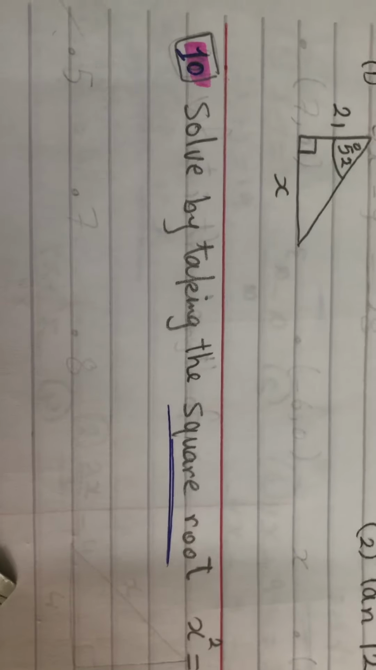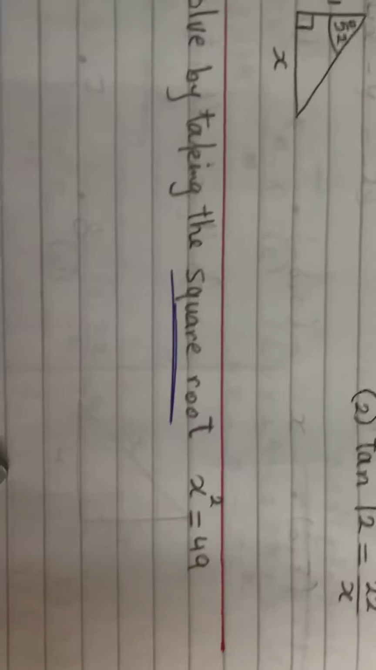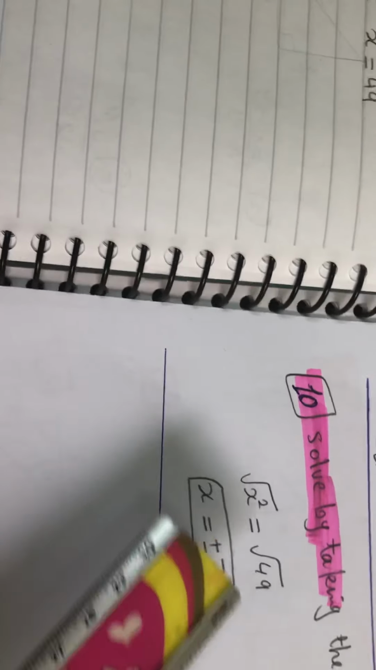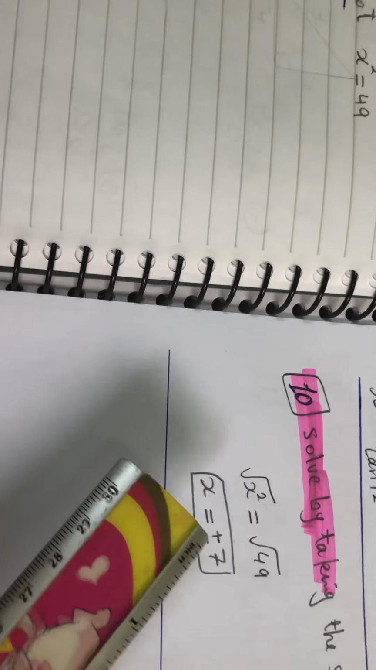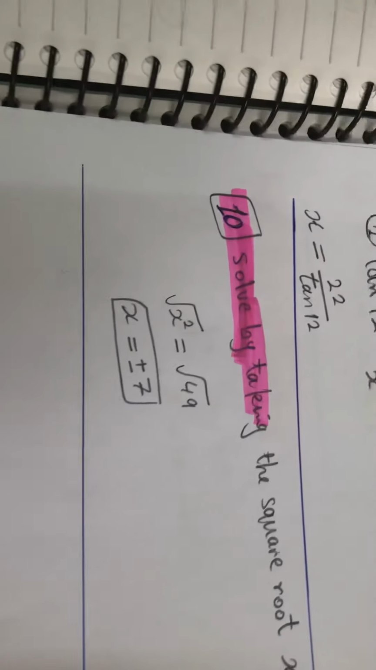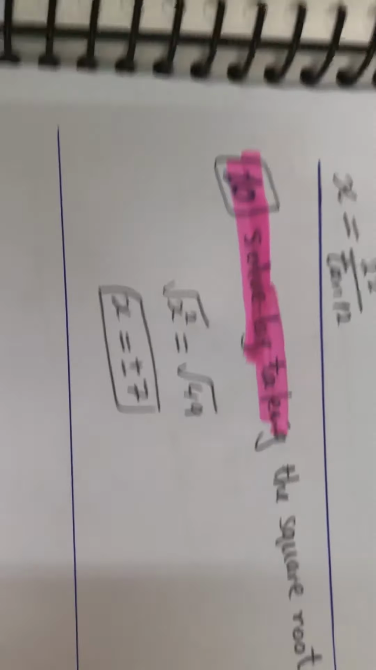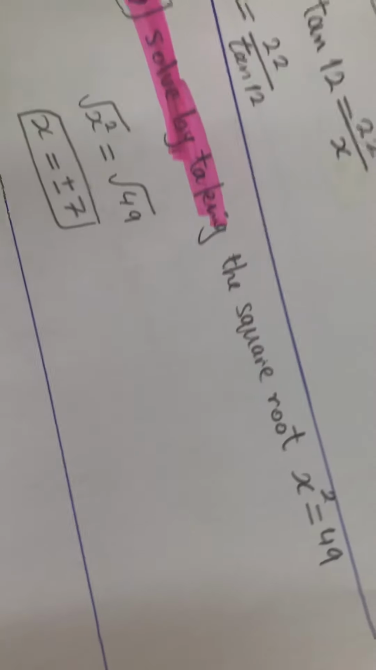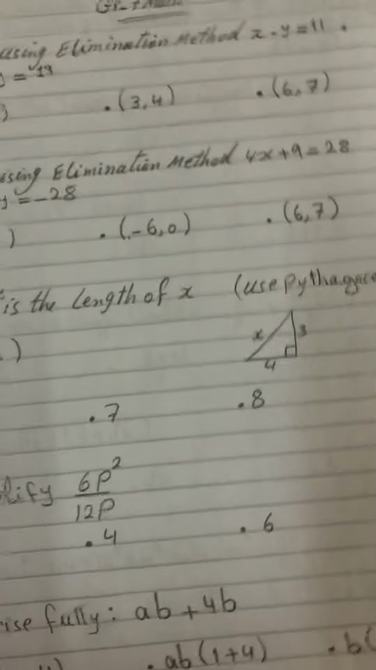The last problem, number 10, he asked to solve by taking the square root. x squared equals 49. So the square root of x squared equals x. The square root of 49 equals positive and negative 7. He said find the answer. I didn't ask for a length, so I have to write positive and negative. Okay, clear?